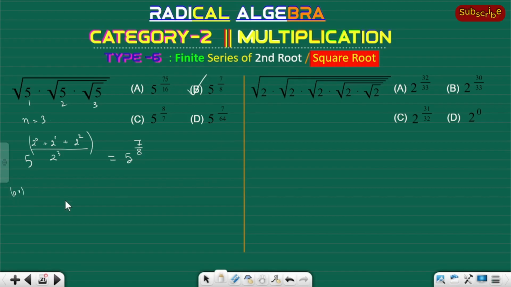Or we can directly do 5 raised to the power 1 by 1 minus 1 by 2 to the power 3. This is 5 raised to the power 2 cube minus 1 by 2 cube, equal to 5 raised to the power 7 by 8. Right? Either you can do this or you can go for this.